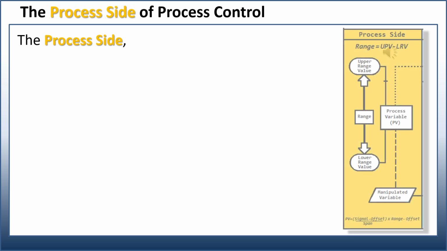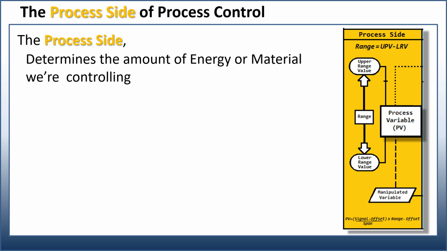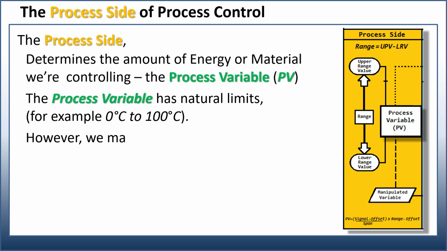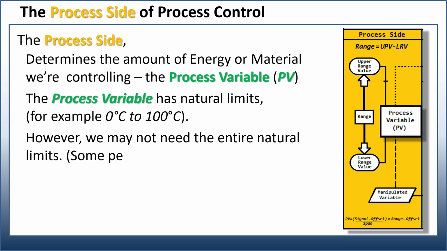So let's focus on the process side to begin with. The process side determines the amount of energy or material we're controlling. Basically, it's the process variable. So the process variable itself has natural limits. For example, if we're talking about temperature, the natural temperature for water is 0 degrees Celsius to 100 degrees Celsius for freezing to boiling. However, we may not need the entire natural limits. Some people like a hot bath and some like a cool bath, but nobody wants a freezing or a boiling bath.